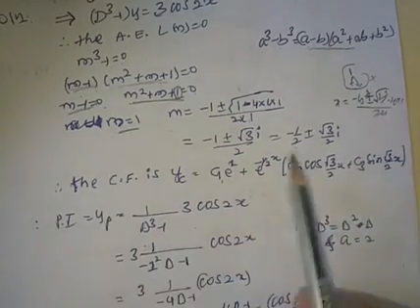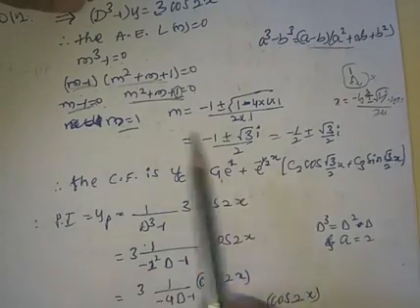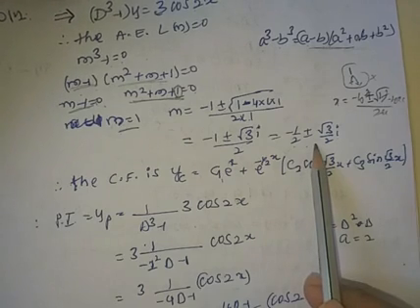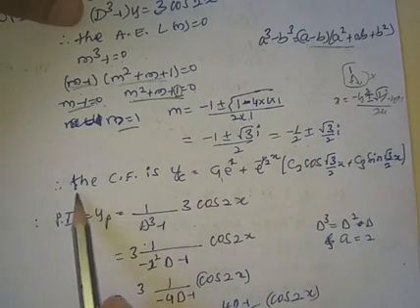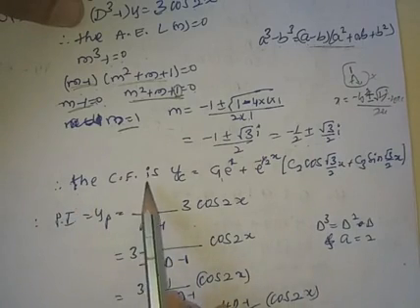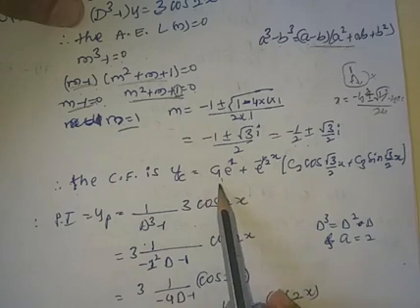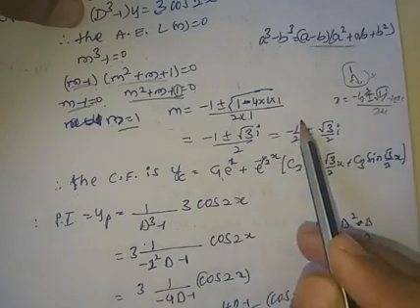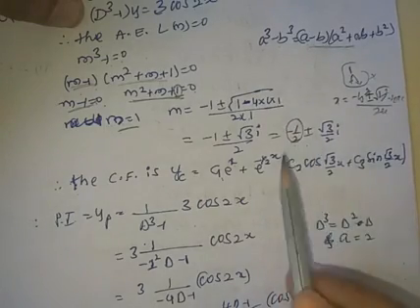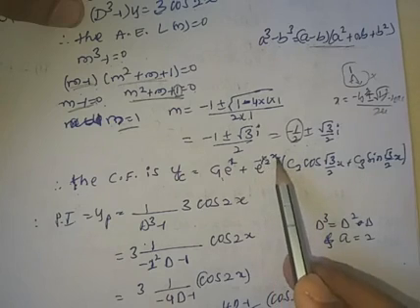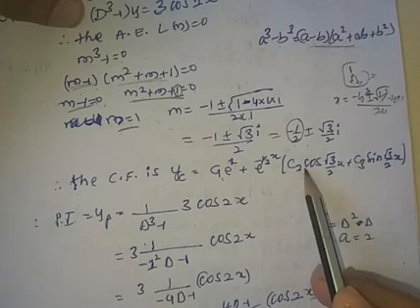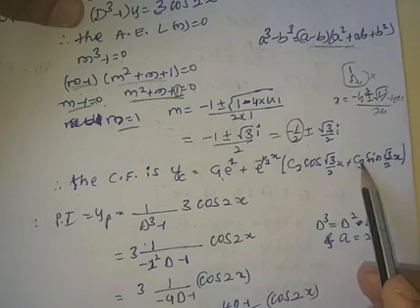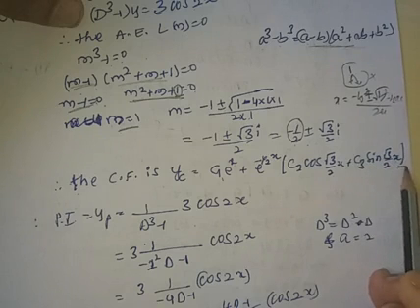Therefore you got all the three roots. One root is real and the other two roots are complex. With respect to this, using basic theory, we can write the complementary function as yc is equal to c1 into e to the power x plus e to the power minus 1 by 2 into x, because the real part is minus 1 by 2, into bracket c2 cos root 3 by 2 into x plus c3 into sine root 3 by 2 into x. This is your complementary function.